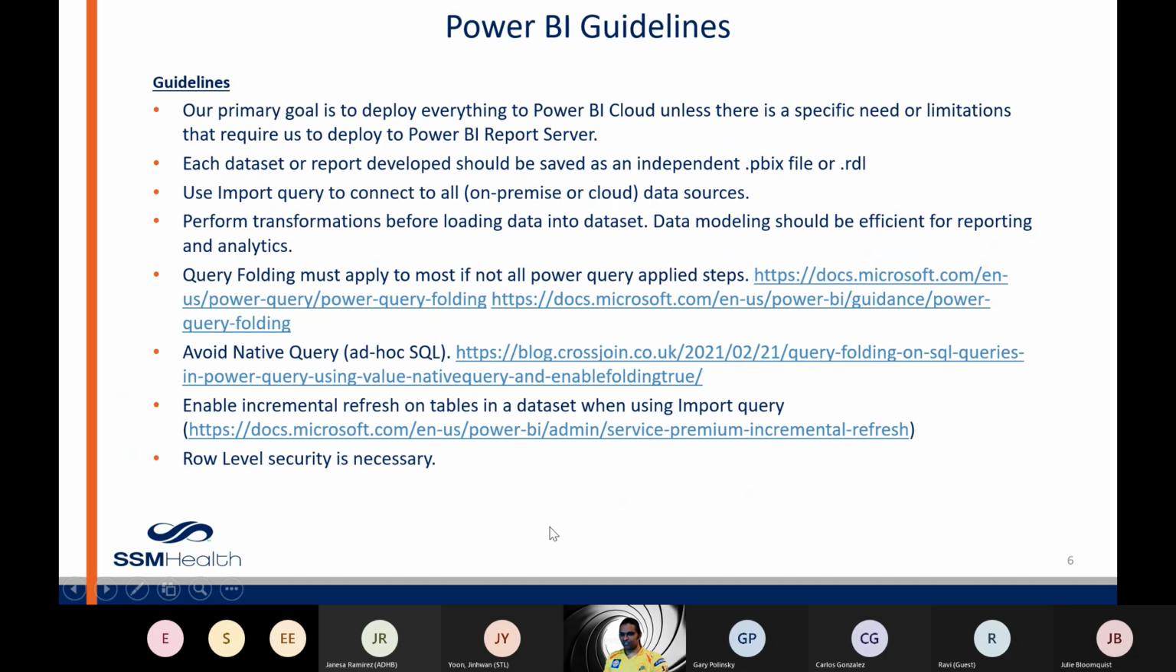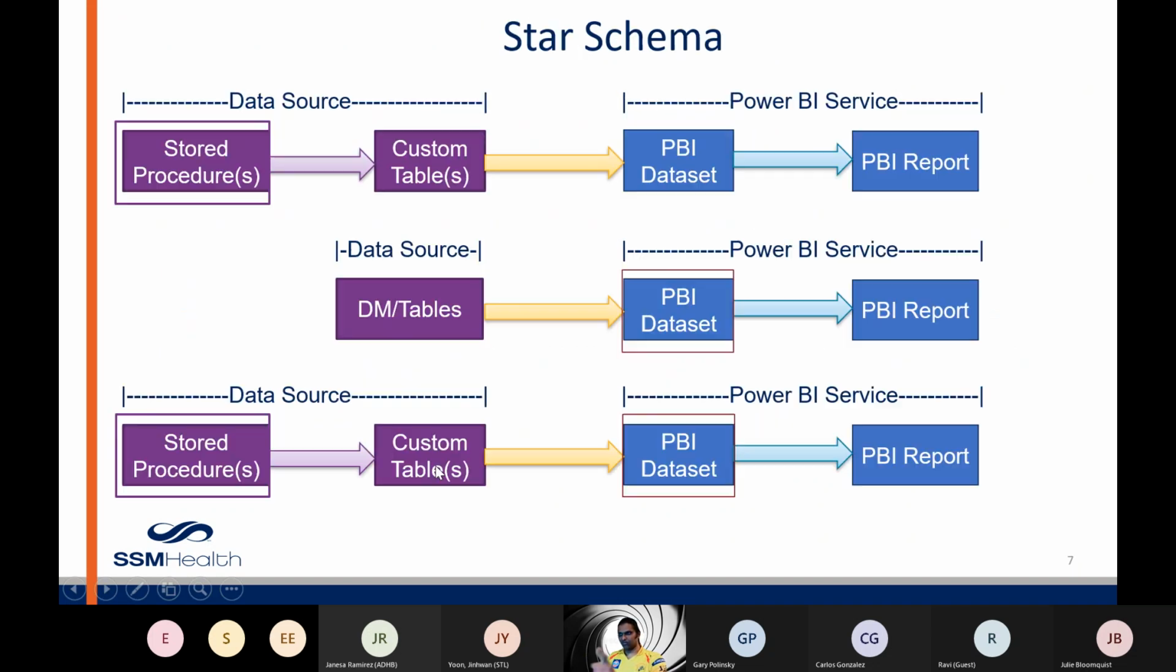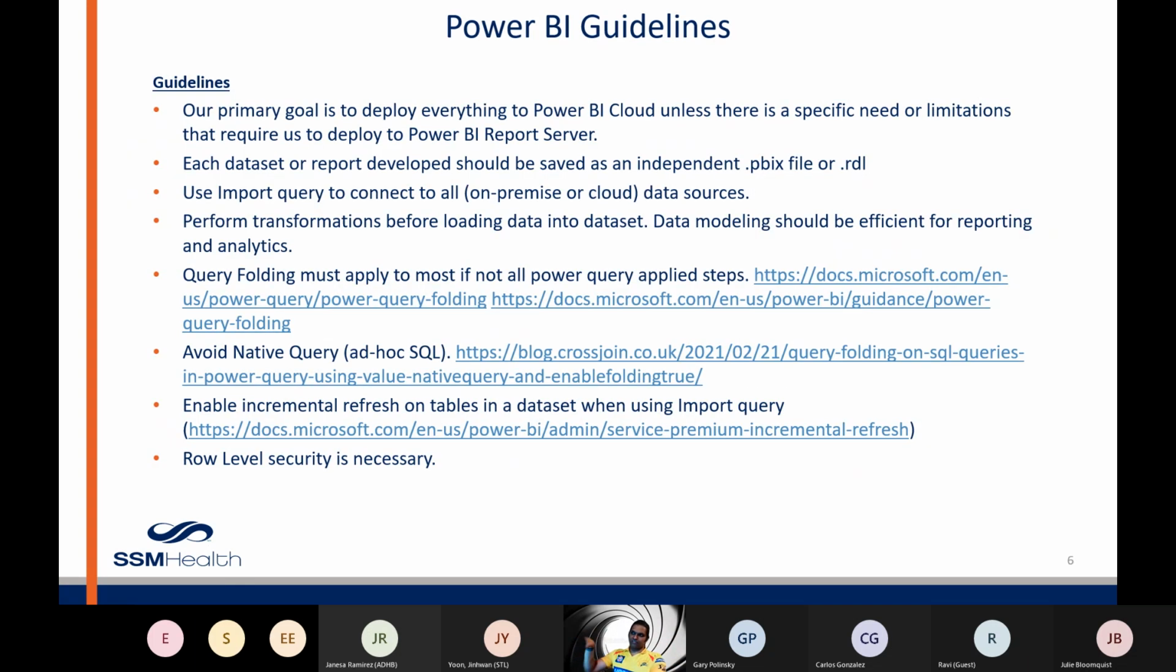As you see in the next slide, one of the key things for the backend piece is the star schema. One of the initial steps says to perform all your transformations before loading the data into the data set. So in the data source, do everything. Data modeling should be efficient for reporting and analytics. Having a star schema is key to achieving a performant and efficient Power BI solution.